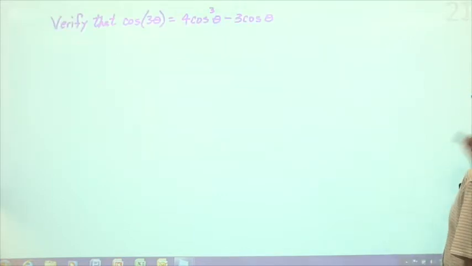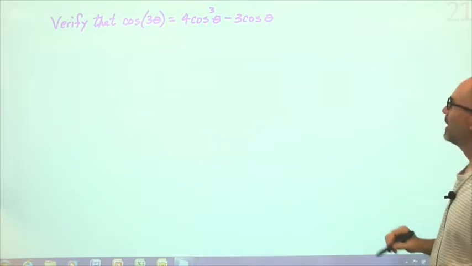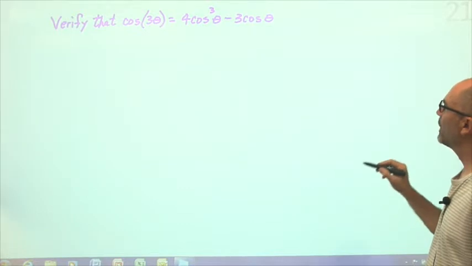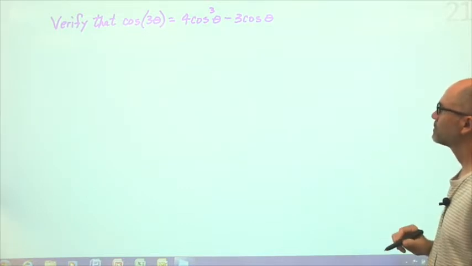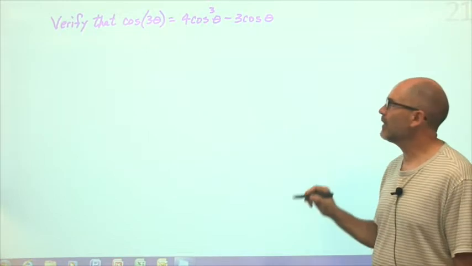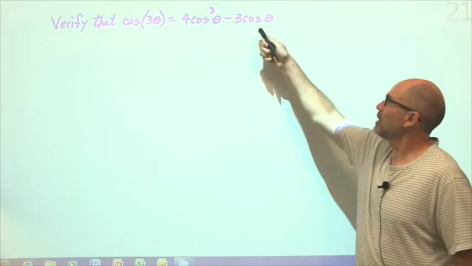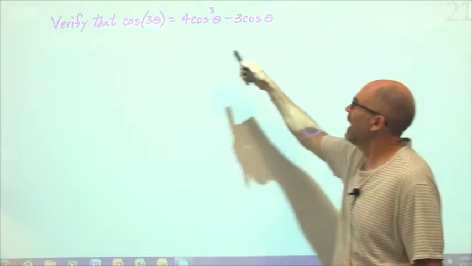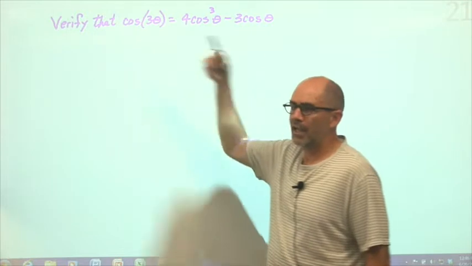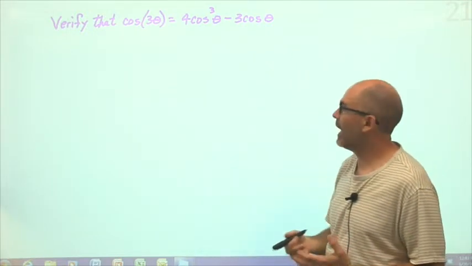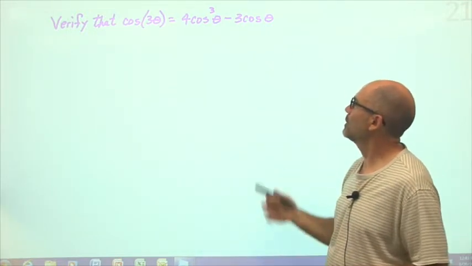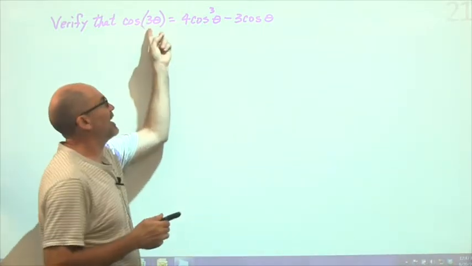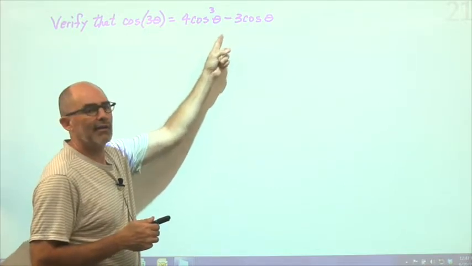Okay, now, verify that cosine 3 theta equals 4 cosine cubed theta minus 3 cosine theta. Now, the thing that I would recommend here is, notice on the right side, it's simple. On the left, it's going to be complicated because we've got a sum of angles. So what we're going to do is just work with the left.